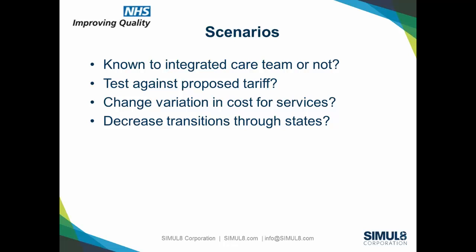People can test whether they're known to that integrated care team or not. They can test against the proposed capitated payments. They can have a look at what happens if they change the variation in cost for services. So we found from the data that actually there was a huge variety of costs for different sorts of services. And what happens if they decrease transitions through states. So if somebody has 2 chronic diseases, what happens if you could stop them from developing the 3rd, 4th and 5th?